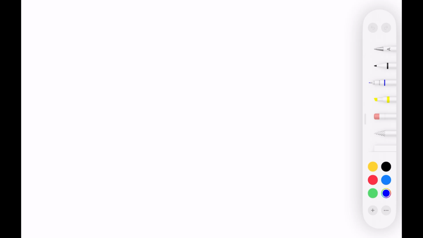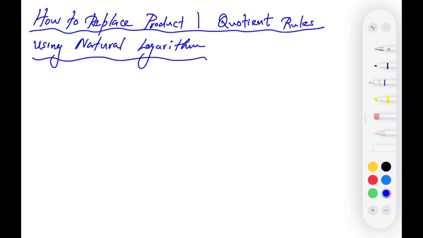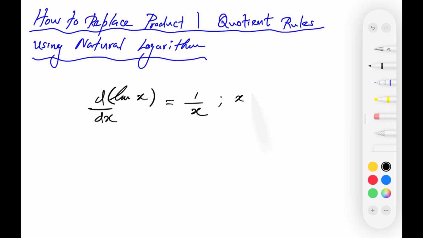This video discusses how to replace the product and the quotient rules of differentiation using the natural logarithm. For this discussion, there are some prerequisites. We have seen how to differentiate the natural logarithm x with respect to x. We saw that this is equal to 1 over x, where x is greater than 0.